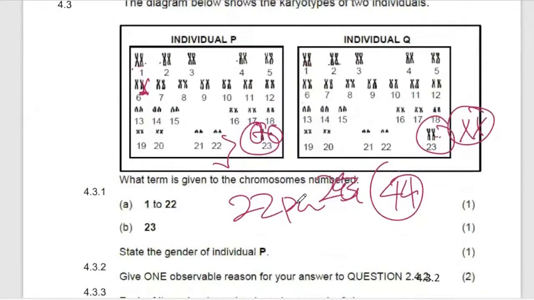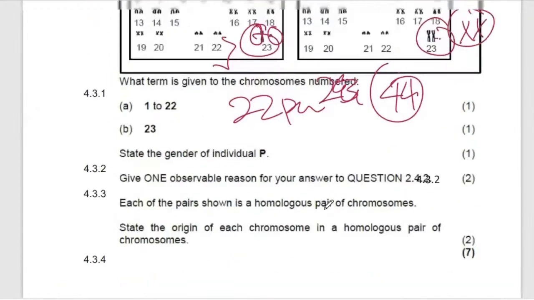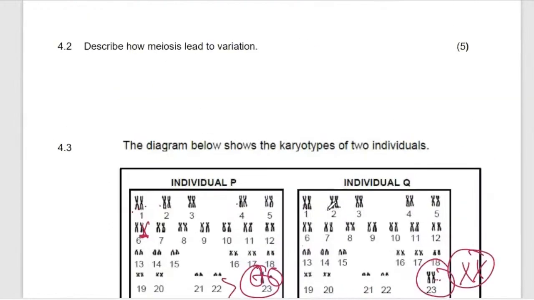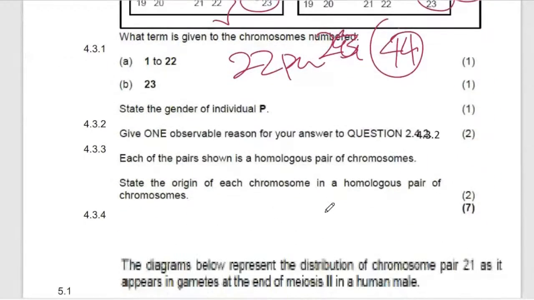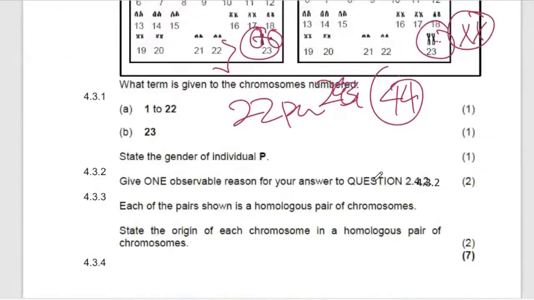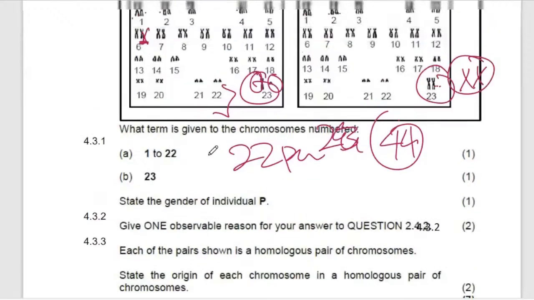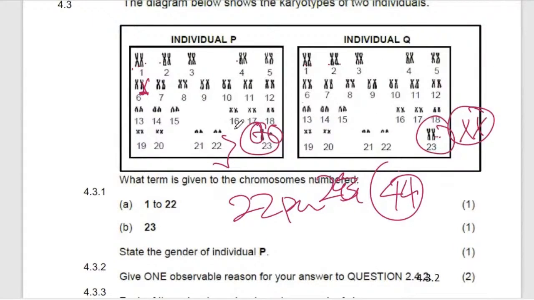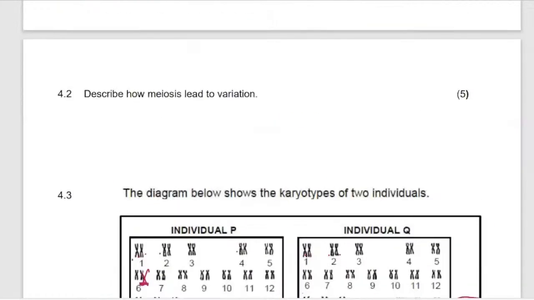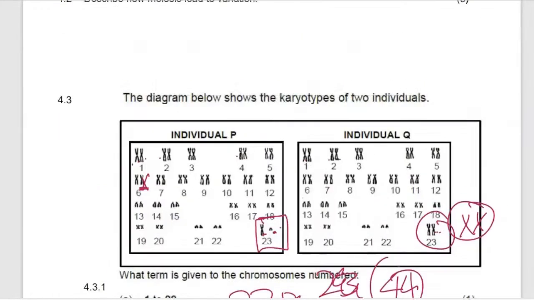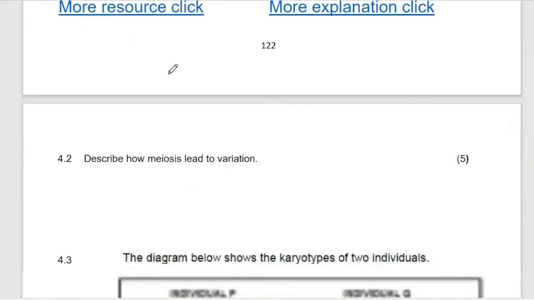So guys, make sure that you concentrate on those karyotypes. Make sure that you know how to identify them. Give one observable reason why you state the gender of P. Where is P? This one. We say that this P is what? Is a male. Why? Because the pair number 23 has 2 different chromosomes. One is X, one is Y, or one is big, one is small, meaning that one is X, one is Y. Yes, that's number 2. That's where people fail. Number 3, non-disjunction.